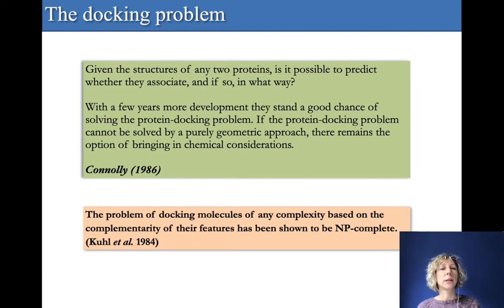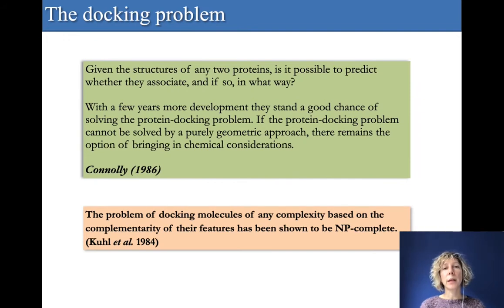It was formulated in the 80s, so quite some time ago. Given the structures of any two proteins, the question is: is it possible to predict whether they associate? And if they associate, in what way do they associate? So in 86, Connolly was saying that within a few years more development, there's a good chance of solving the protein docking problem. So there is the folding problem, which we saw before, and now that's the docking problem.